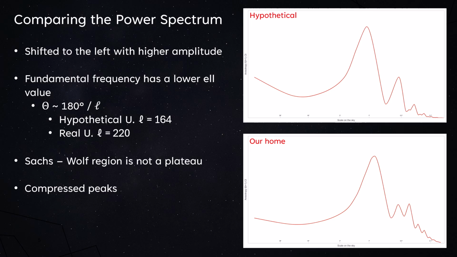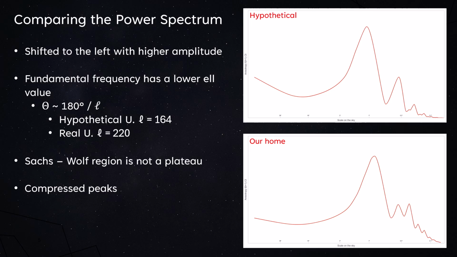Also, if you notice on our hypothetical universe, the Sachs-Wolfe region is not a plateau. It kind of dips in. So in a closed matter-dominated universe, the power spectrum exhibits a dip rather than a plateau as a result of the strong spatial curvature and high matter density that suppress large-scale temperature fluctuations.